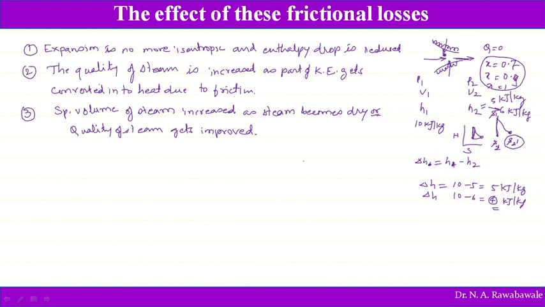As quality of steam gets improved, this is to happen. So these are the effects of friction over the qualities of steam. Some of the things are remaining. With the help of Mollier chart, we have to discuss how this is going to happen, that we will see.